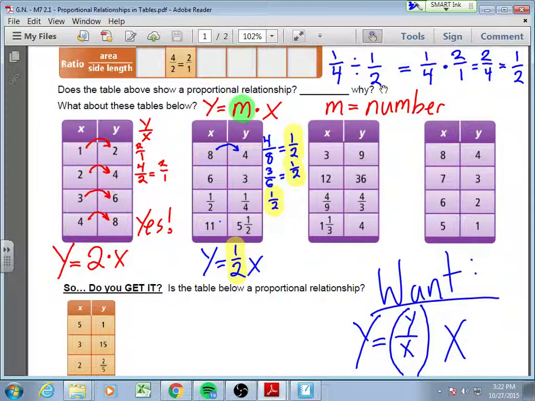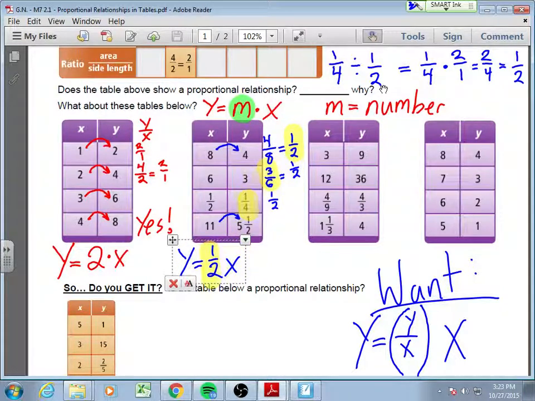So if we think about y being half of 11, I break 11 up into 10 and 1. What's half of 10? 5. What's half of 1? 0.5. Half, right? So now I get 5 and a half. Y is half of x. Here, y is half of x. Because it holds true for the whole table, this is my equation. And yes, it is proportional.